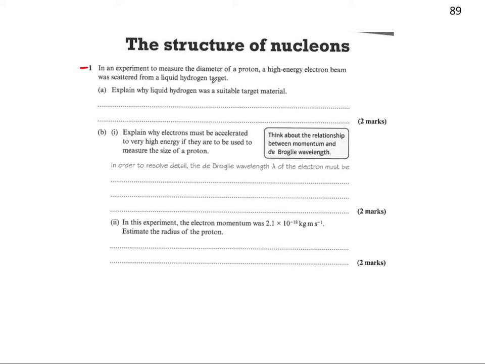Right. The reason why liquid hydrogen is used is because hydrogen is made up of a single proton, rather than an atom, something like lead, for example, made up of 197 protons and neutrons together. So liquid hydrogen is made up of single protons, and because it's liquid, the hydrogen atoms are much closer together, more densely packed. So it's because they're protons is the first thing to say, and then the second thing is to say that they're more densely packed.